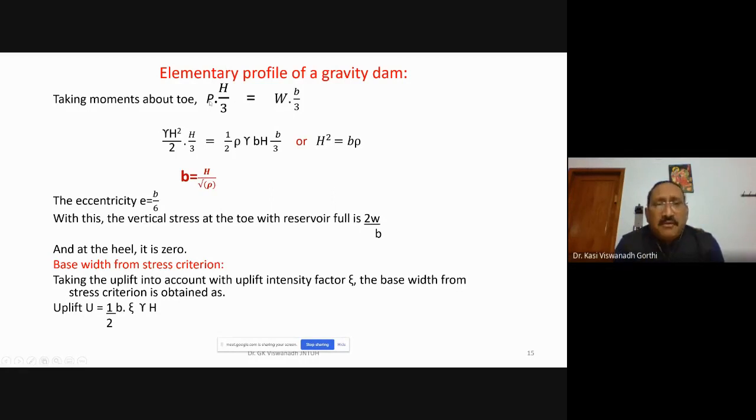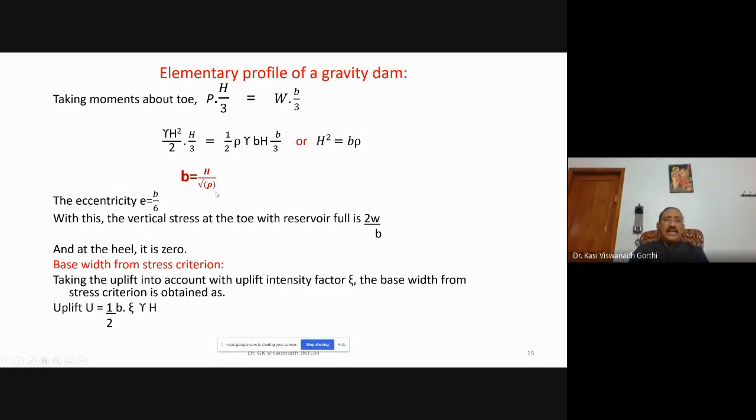P we have already evaluated, half of gamma H square, by 2, and W, the self-weight, we have also evaluated, half of rho gamma into B into H multiplied by B by 3. If you simplify this, the 2, 3, 2, 3 in the denominator get cancelled. H here and H here also get cancelled. You are left with H square equal to B into rho, or the base width B will be equal to H by square root of rho. So the base width of the elementary profile, considering only the water pressure, would be H by root rho.